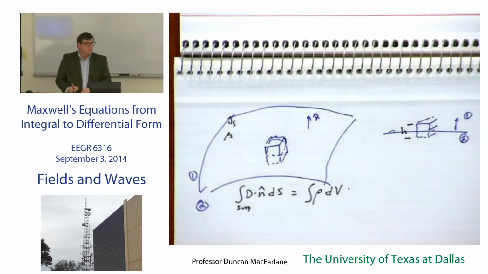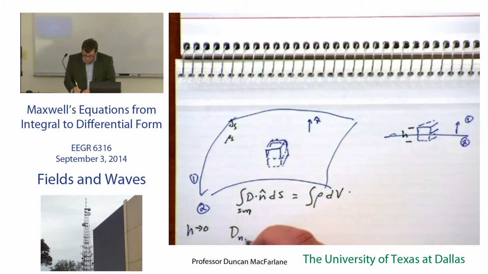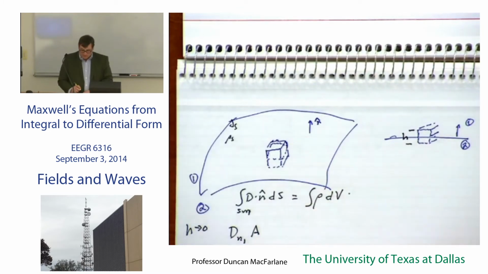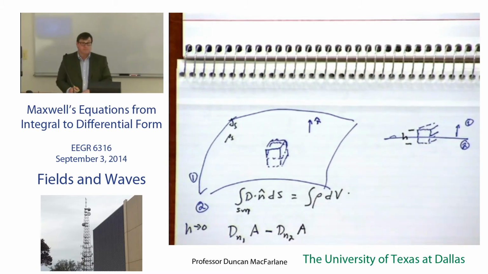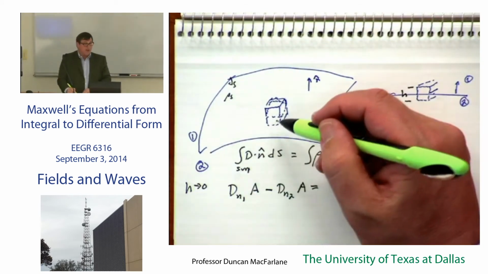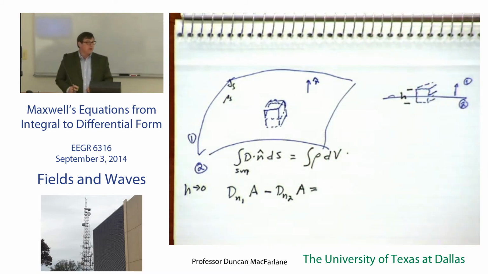So for this very small little pillbox, as my h goes to 0, I have D normal 1 times the area minus D normal 2 times the area. That's the left-hand side. I had to think about 6 faces, 1, 2, 3, 4, 5, and 6. But as I let h go to 0, 4 of those faces just went out the window. So I only have the top and the bottom to worry about.